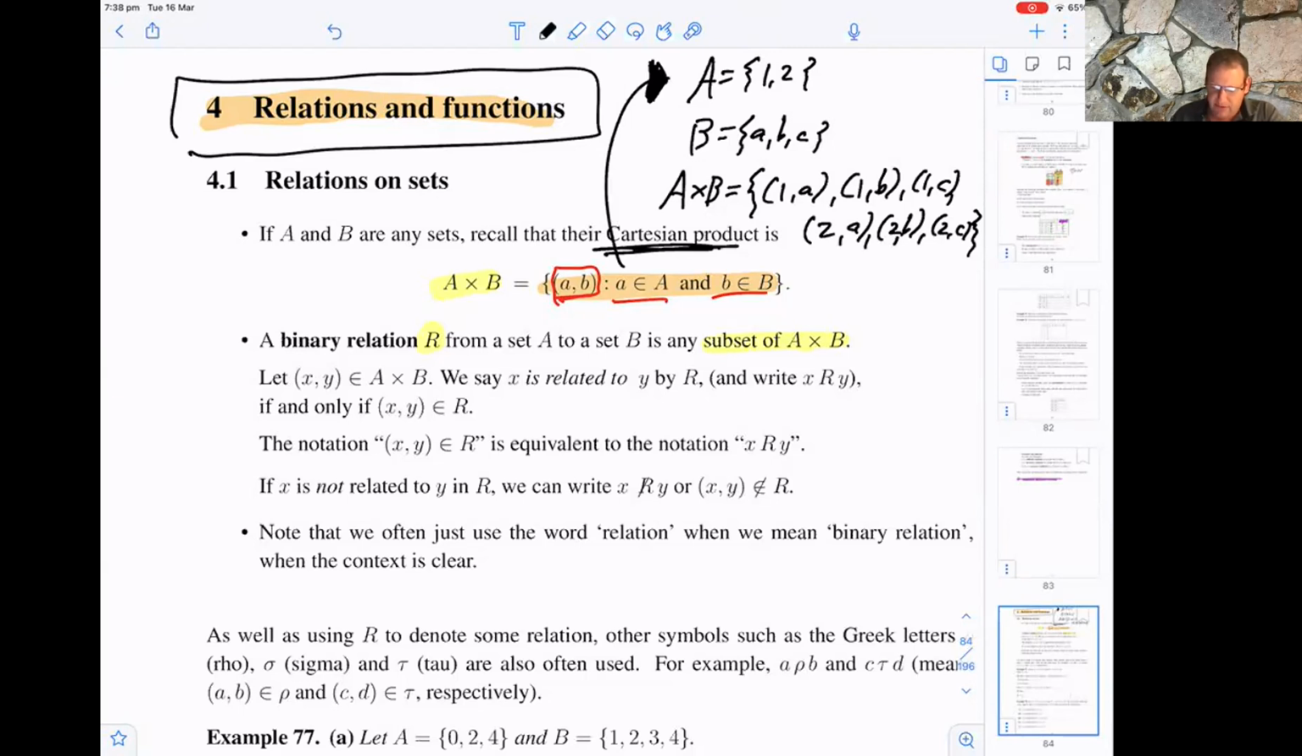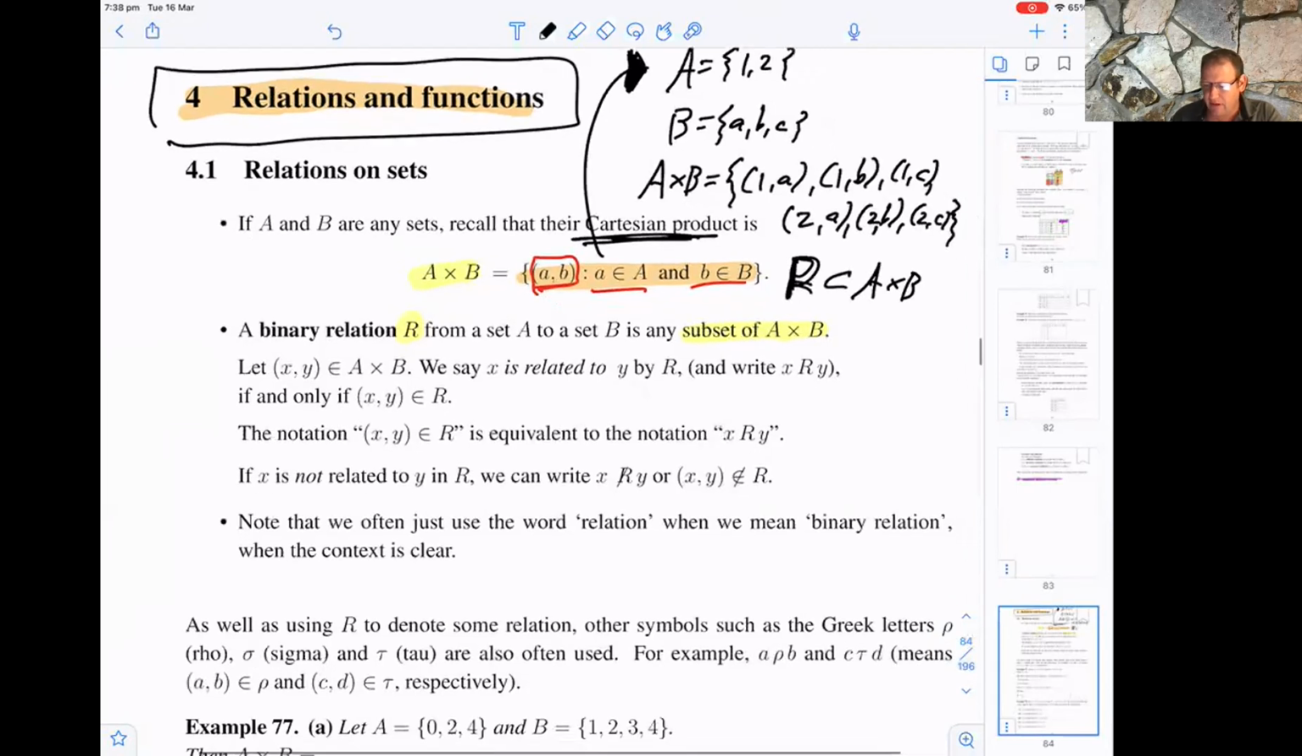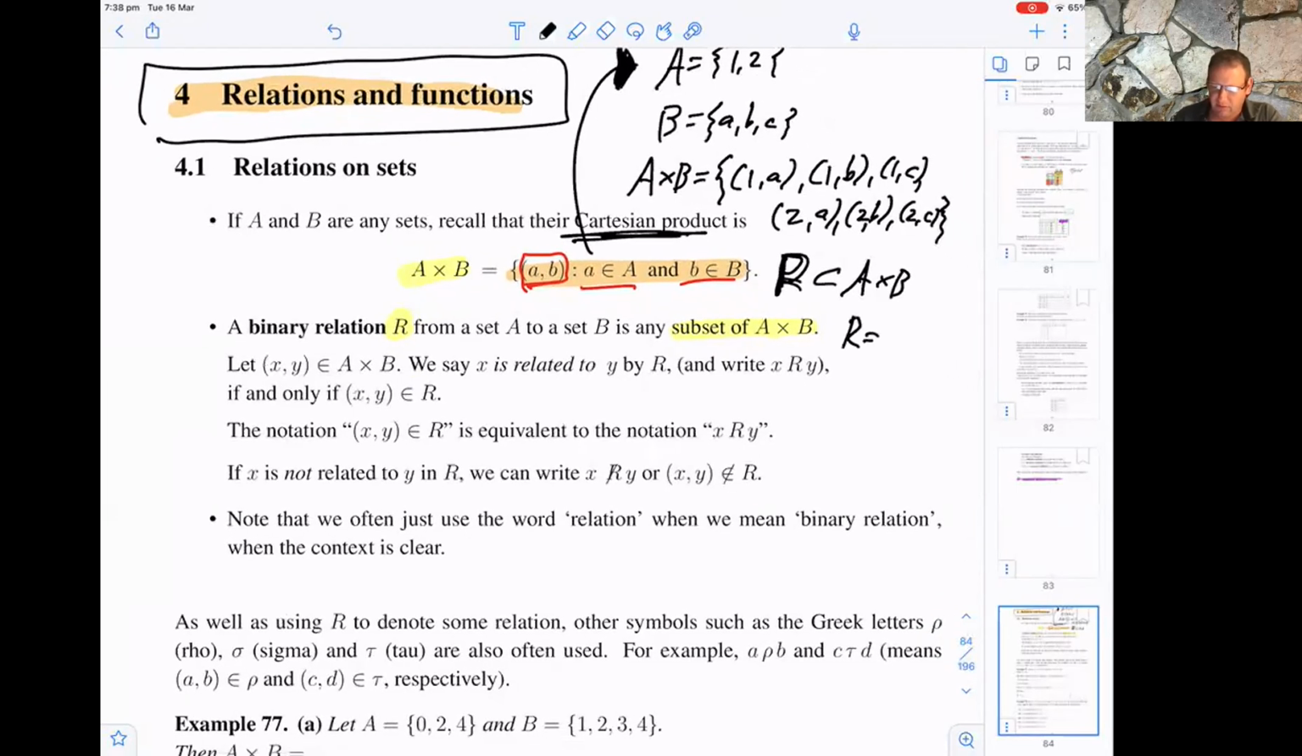So a relation is a subset. Take R now to be a subset of A cross B. For example, here is one specific R. Of course, I can choose an empty set. That's going to be a bit boring, but I'll choose R to be (1,a), (2,b). That's what a binary relation is, a subset of A cross B.